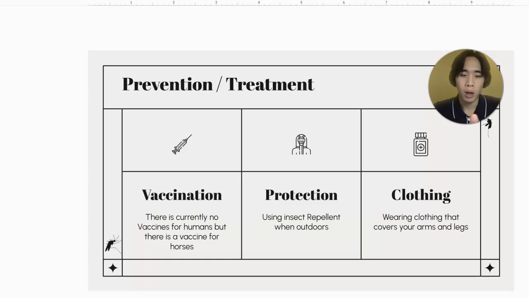Moving on. Is triple E preventable? Is it treatable? Well, the answer is it's not treatable yet because there is no vaccine for triple E in humans, but there is one for horses. So, yay, horses, they get to live. We're at risk. But is it preventable? Yes, for humans.